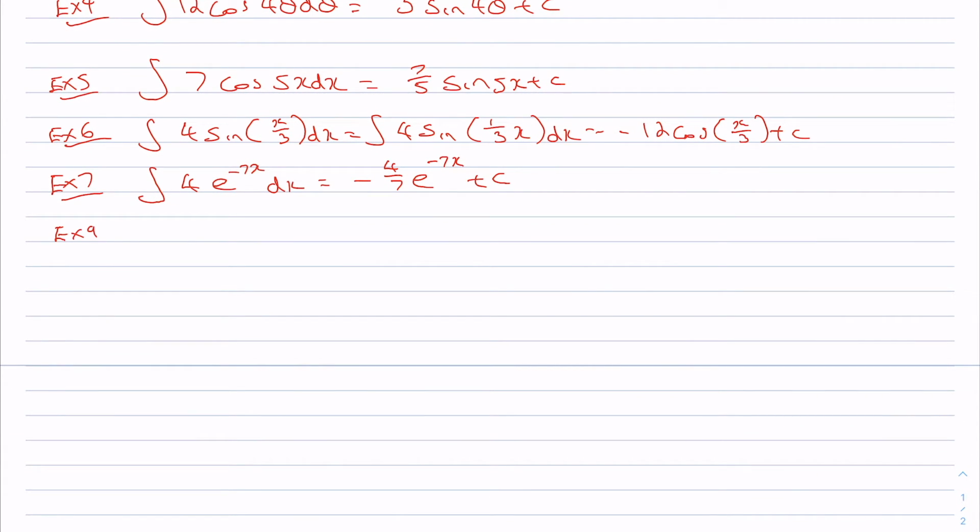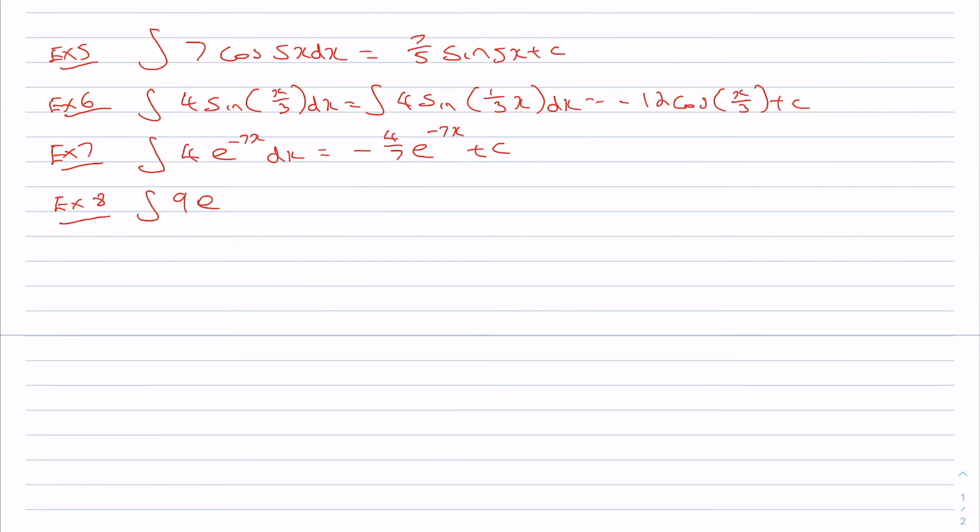Example 8. How about if it's 9e to the x over 4 dx? Well, here it'll be just 9 divided by 1/4. 9 divided by 1/4 will give us 36. e to the x over 4, that power doesn't change, plus c.